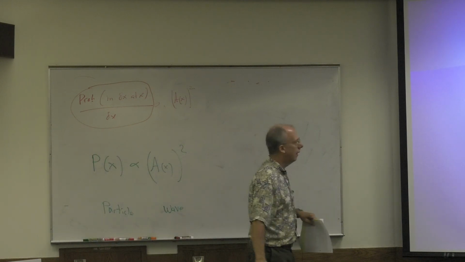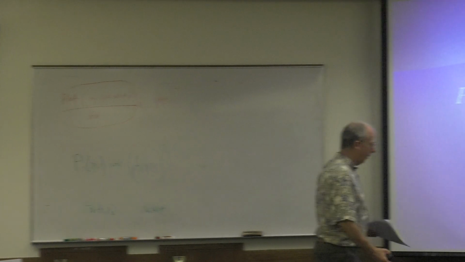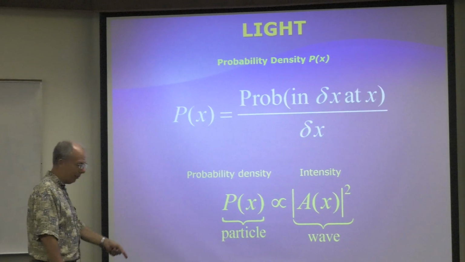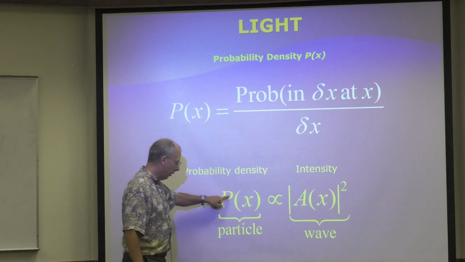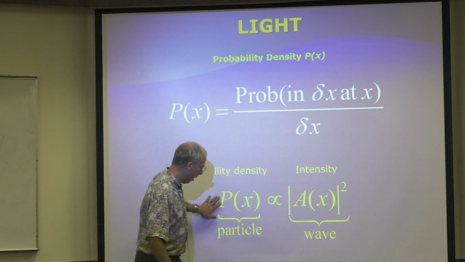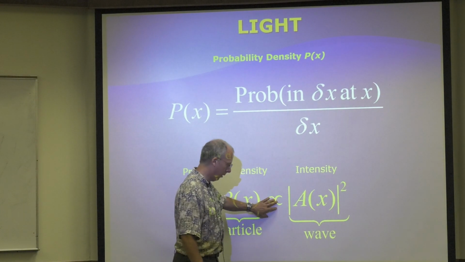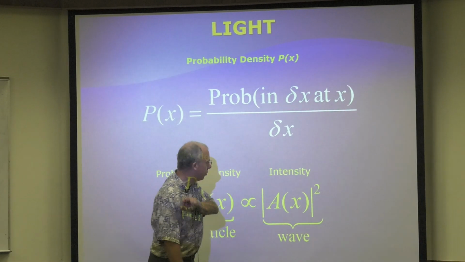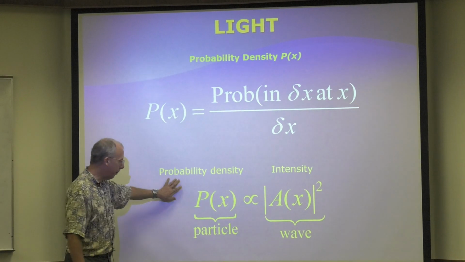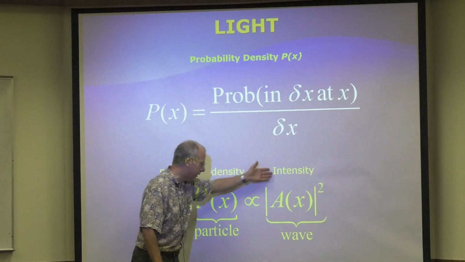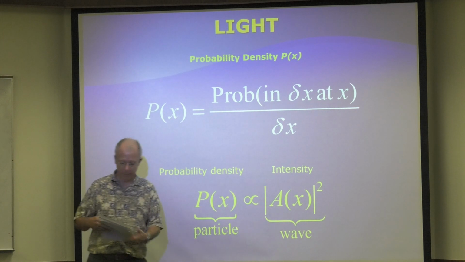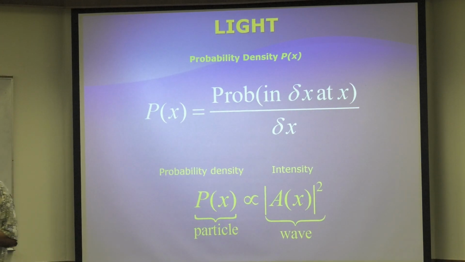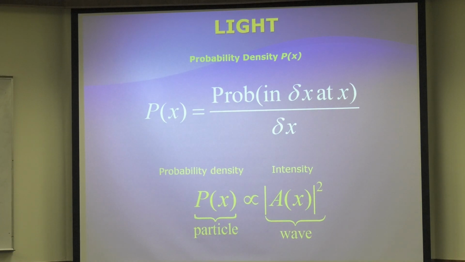This is a super big deal, and we're going to use it a lot in this chapter and next chapter. Probability per length, particle, proportional to the intensity, that wave amplitude squared. Probability density proportional to the intensity. Particle, wave. Super important. How many times have I said it? All right, let's quit because you're going to do some work right after we come back.